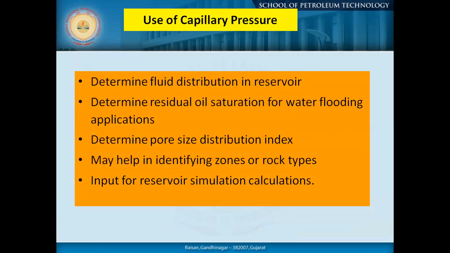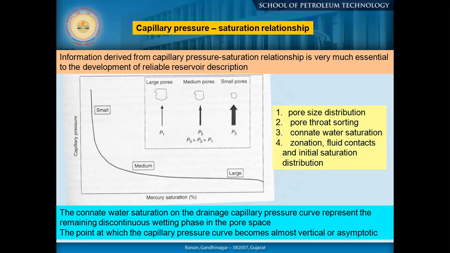Okay, so now the use of capillary pressure. You determine the fluid distribution in the reservoir. I discussed how this core plug data is related to your depth correlations. If you remember, some formulations are there in all your units. If you go back to your book again, you can correlate it. Determine the residual oil saturation for water flooding applications. Then determine the pore size distribution index. It may help in identifying zones or rock types. Input for reservoir simulation calculations. Okay, so these are the important points. So this diagram is very clear to you now.